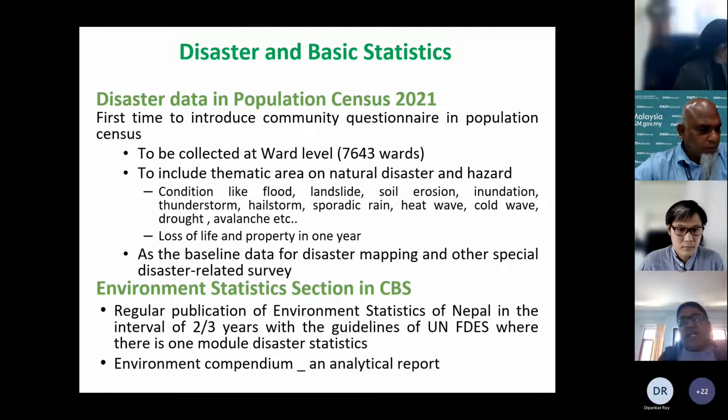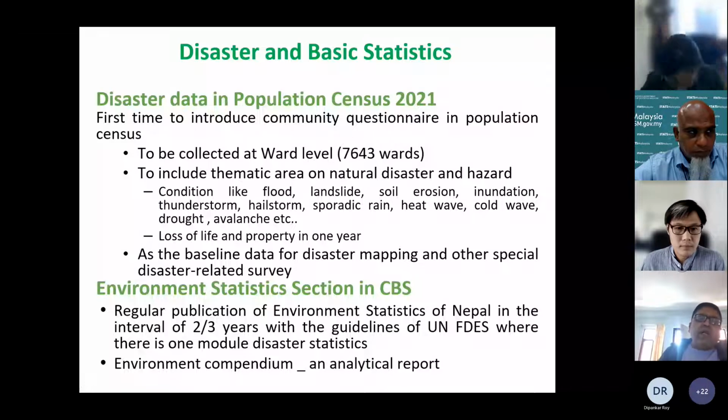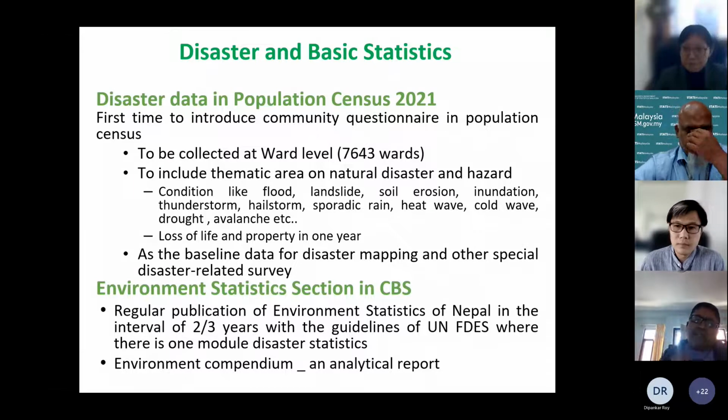and within the guideline of the UN framework for the development of environment statistics, there is one module, disaster statistics. Within that module, we produce the table and publish it in our environment statistics section. Similarly, the environment compendium is also one of the publications of our section, which is a more analytical type of report.